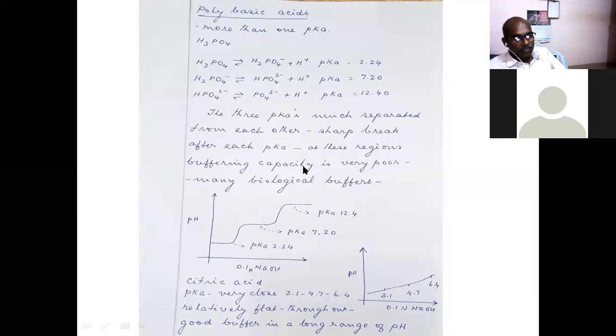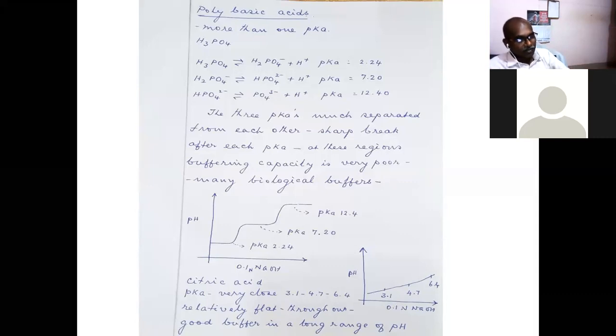Therefore, most of the biological buffers are made up of phosphate buffers. But if you take citric acid, the pKa values are very close, 3.1, 4.7, and 6.4. Therefore, almost they are flat from 3.1 to 6.4. Therefore, it has a relatively flat curve throughout. Therefore, it has a good buffering capacity in a long range of pH. It is able to maintain the pH from 3.1 to 6.4. A long range of pH can be maintained using the citric acid buffer.